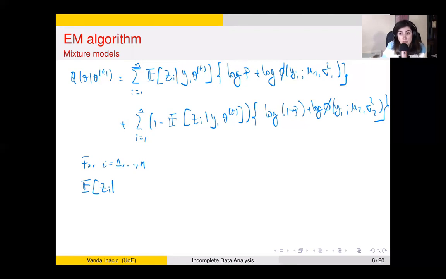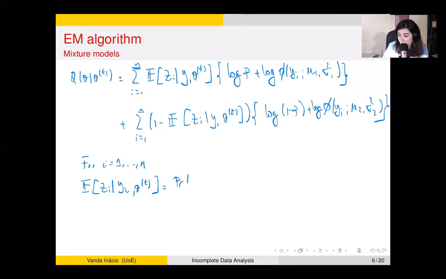So I don't need information if I'm talking about z1, say about y2, y3 up to yn. For z1, the only quantity that is informative in my data is y1. And so I can write like this. It's just a detail, but I think it's important to think about it. And zi is a binary random variable taking the value 0 or 1.